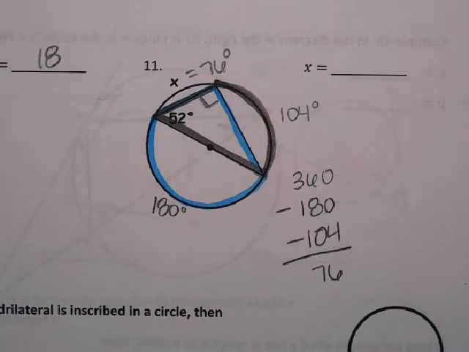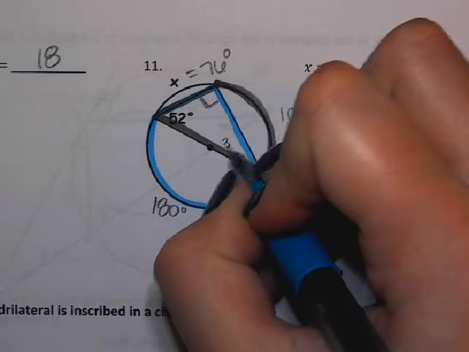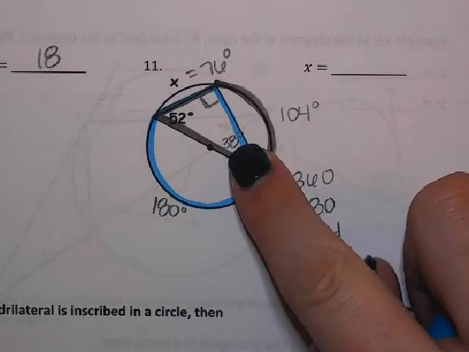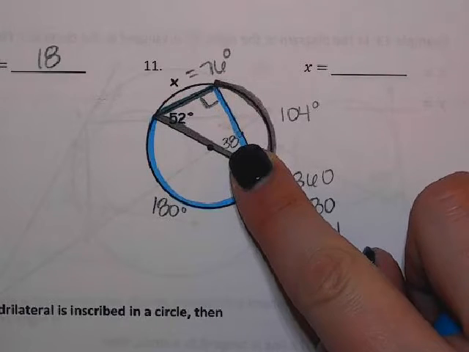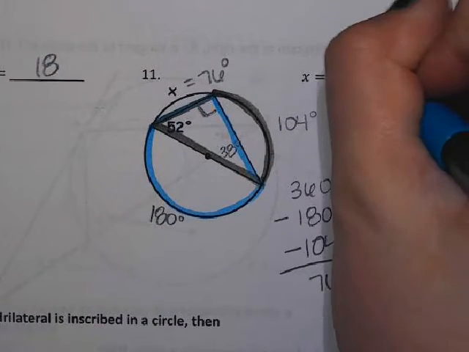What I did is I added 52 and 90 together and subtracted that from 180, got 38, and doubled 38, and that's 76. So you took the triangle route, and that's fine. All right, so x is 76.